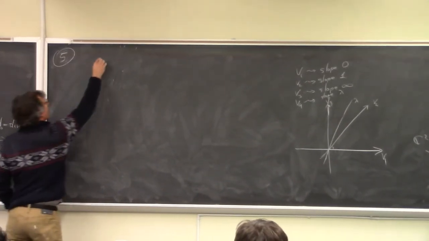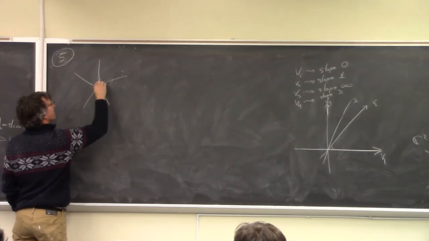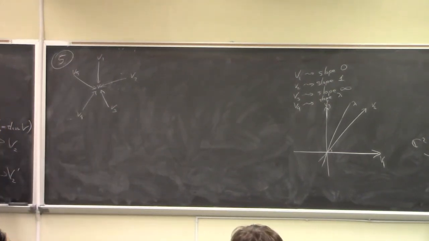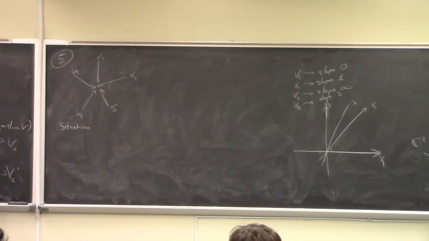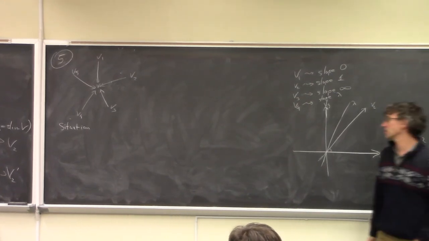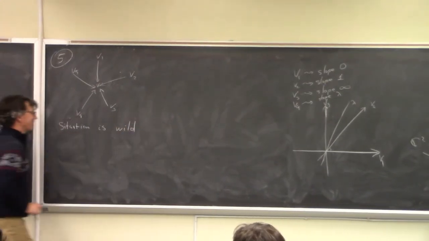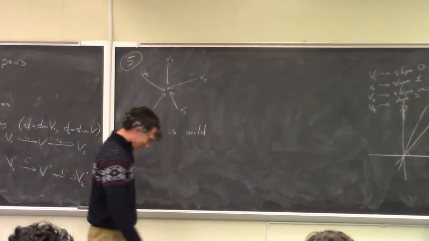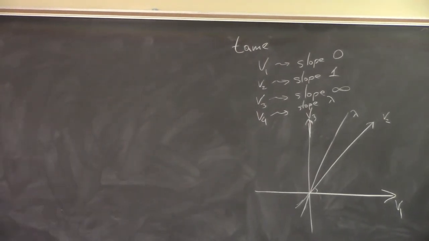What happens if I take 5 subspaces? To properly explain how to deal with it would require quite a long time, so let me just give you the answer. That's a simple answer: it's a wild situation. That's official mathematical terminology. So this one is stable, and this one is finite.